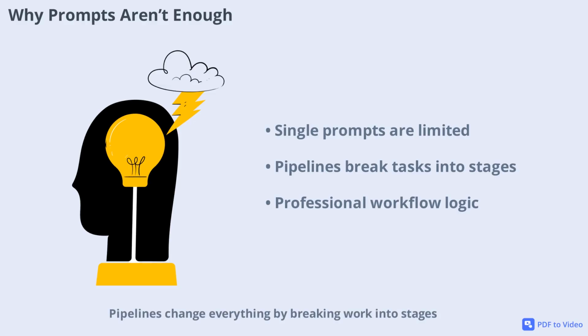Pipelines change everything by breaking work into stages, each with a clear job. Think like a professional team. Real projects move through research, strategy, drafting, review, editing, packaging, and delivery. An AI pipeline follows the same logic, transforming prompting into a production process. Instead of hoping for a perfect answer, you design a system that produces expert results step by step.